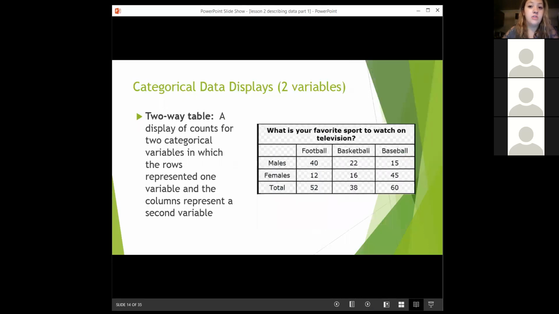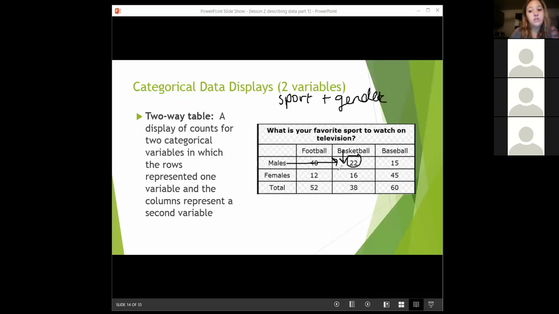Okay, so now we're talking about two variables. In this case, we're still talking about categorical, so they're groups, but we have two variables, which would be sport plus gender. So you can look at the intersection of these, like where males intersect with basketball, how many people are male and also play basketball, so that would be 22 in this case. All you do is find the crosshairs of where they meet, and that'll tell you.